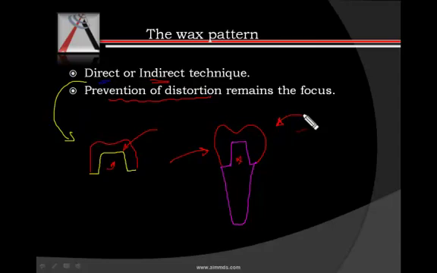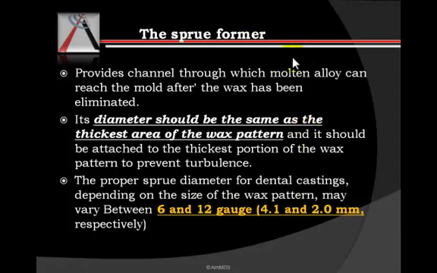In the second step, a sprue is formed. So we attach a sprue former to this wax pattern. This sprue former is something that provides a channel through which the molten metal can flow inside the mold after the wax is eliminated. So there are certain characteristics a sprue former should have.